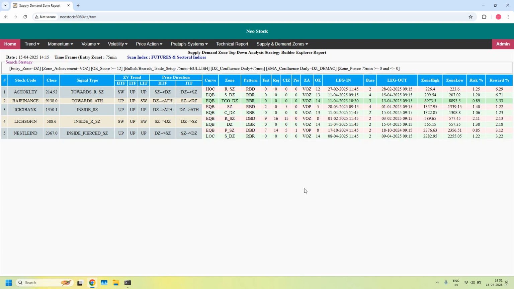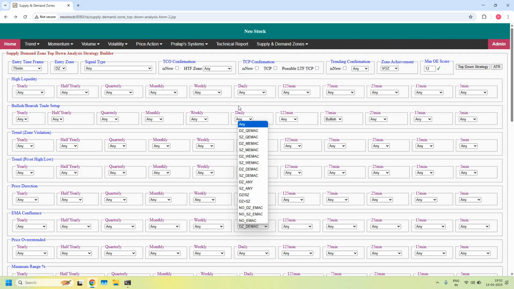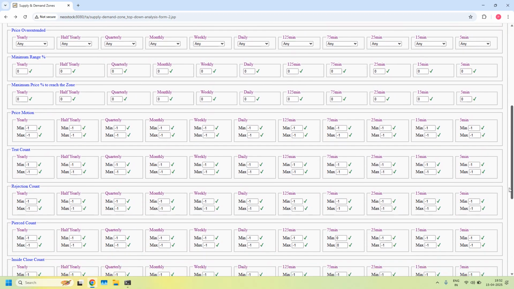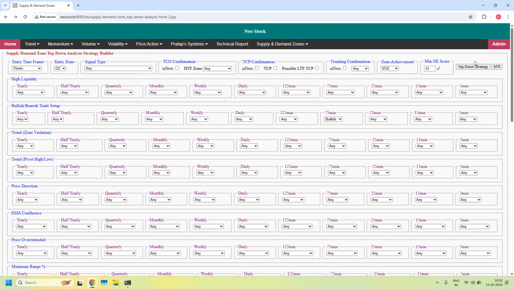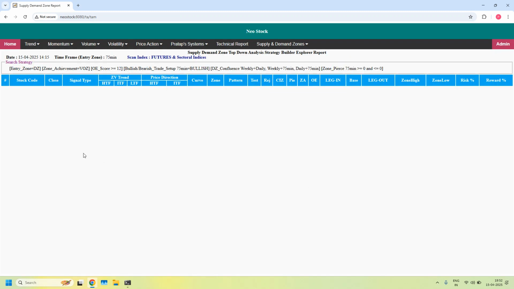Okay, next we will filter based on LTF, ITF and even HTF demand zone confluence. I am removing the EMA filter. In the demand zone confluence we have to set 3 filters. First filter is already enabled, 75 with daily. Next 75 with weekly demand zone confluence. Daily demand zone with weekly demand zone confluence. With all the 3 filters, we did not get any stocks.